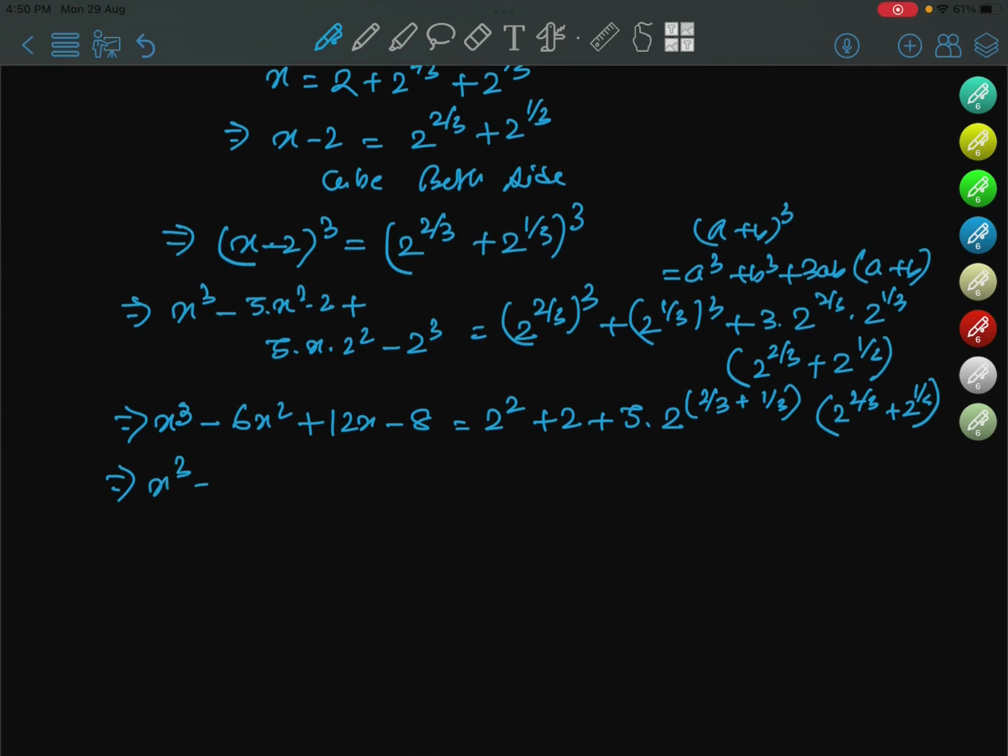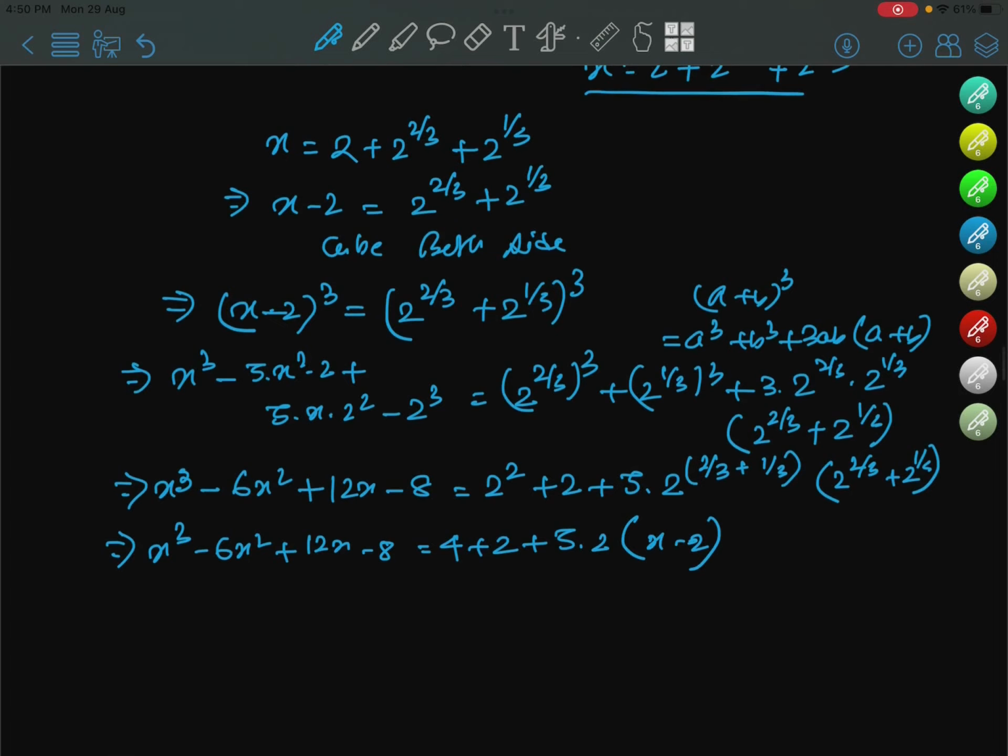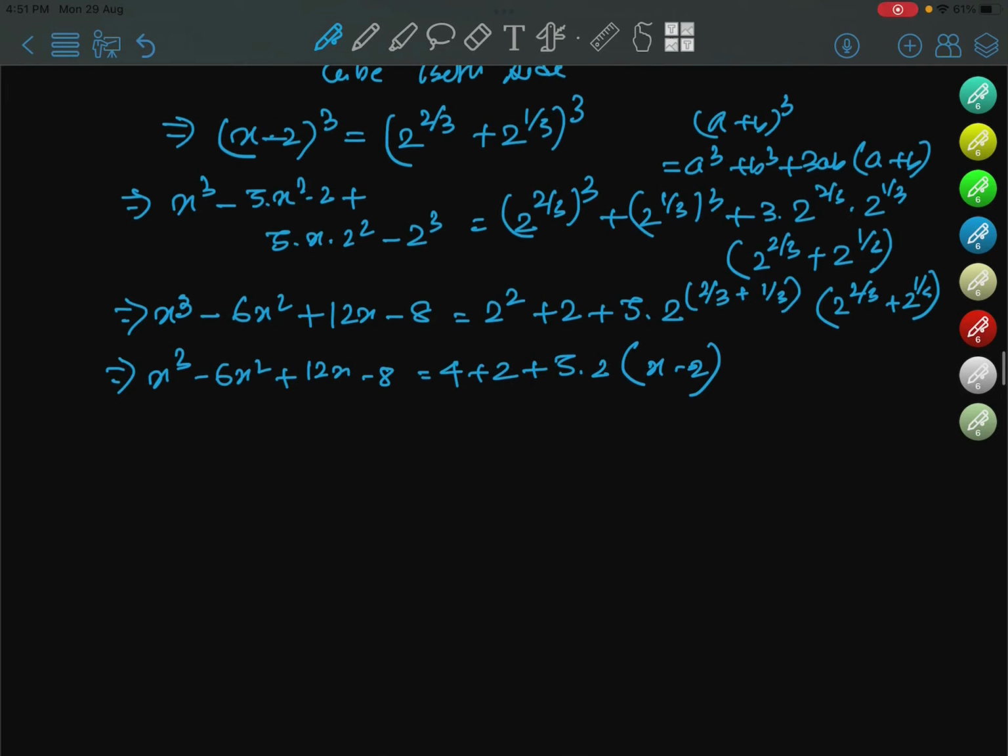Now x³ − 6x² + 12x − 8 = 4 + 2 + 3 × 2 × (x − 2). Why am I putting x − 2? Because of the given condition, I made x − 2 = 2^(2/3) + 2^(1/3). That is why, in place of 2^(2/3) + 2^(1/3), I am putting x − 2. Now x³ − 6x² + 12x − 8 + 6 + 6x − 12.